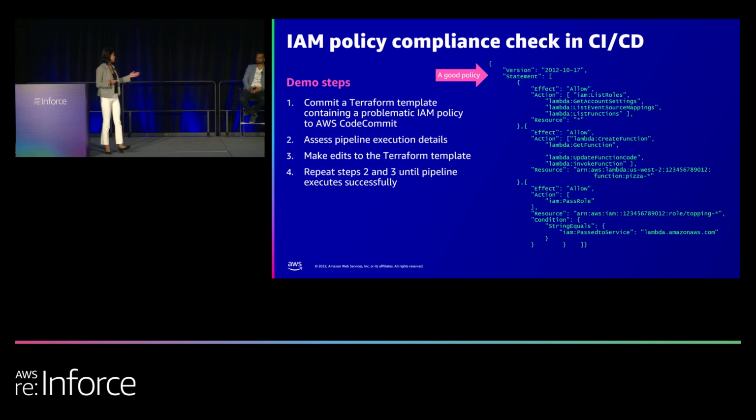As Hotu explained, I want to scope down, I want to restrict my PassRole permission. Using a namespace really helps here. In this case, I'm only allowed to pass roles in the namespace of a topping. And I'm only allowed to pass roles to Lambda functions. It's restricted by the condition block. So I have a condition here saying PassedToService equals Lambda.